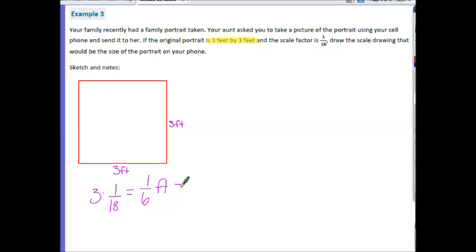However, if you think about it, we don't usually talk about things in terms of being 1/6 of a foot, so we probably want to turn this into something more usable like inches. So we know that there are 12 inches in a foot, so we'll multiply this by 12, and that's going to give us 2 inches. So I know that my new drawing is going to be 2 inches by 2 inches. So again, I'm going to just take the original and scale it down, but you would need to measure it out. And then we're going to make sure we label.